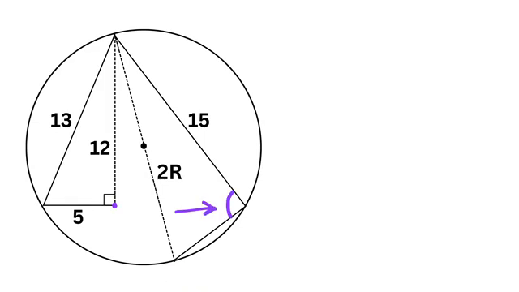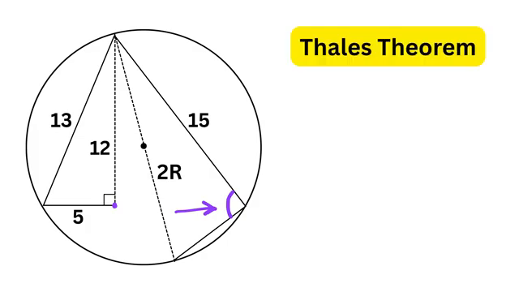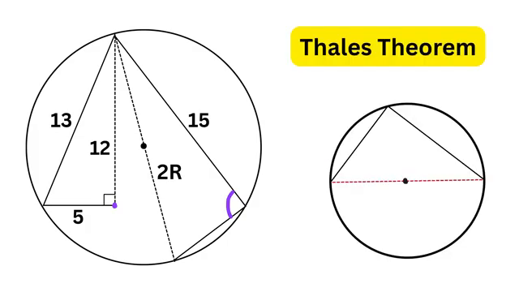What do you think this angle will be? Recall a very important theorem in circles called the Thales theorem. It says that if a triangle is drawn in a circle such that one of its sides is a diameter, then the angle opposite that side is a right angle. That means this angle is a right angle.